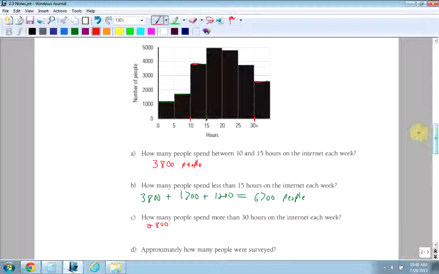So that's the total amount for the whole graph. So I already know that below 15, there's 6,700 people. So below 15, all those are 6,700. So I can add that up, 6,700. I already know that above 30, there are 2,800 people. So I can add that on. Then I just need to worry about the values between 15 and 30.